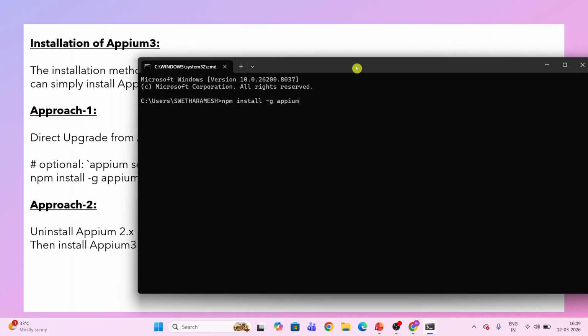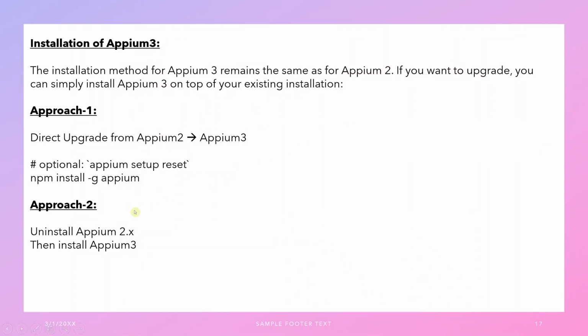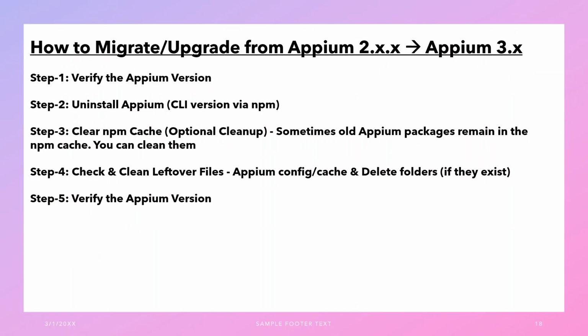So what is the second approach? The second approach is to uninstall the Appium 2 version, clear any existing folders or files, and then upgrade to Appium 3. This is recommended, and as per my experience it is the best to use. So for this video we'll follow approach 2. What are the steps we need to follow? We have to follow 5 steps here. The first one is to verify the Appium version.